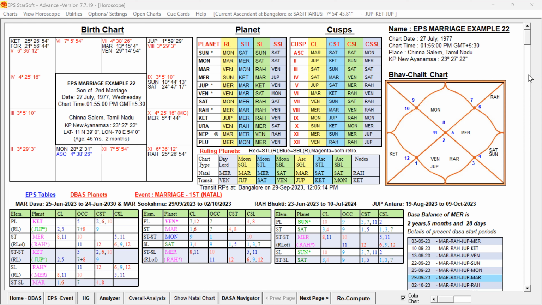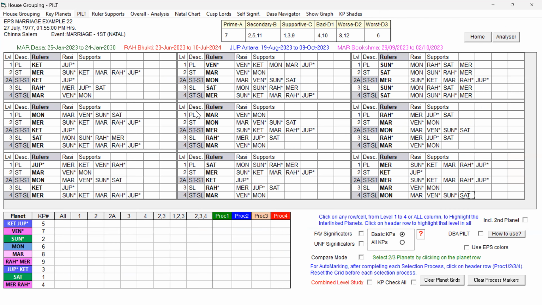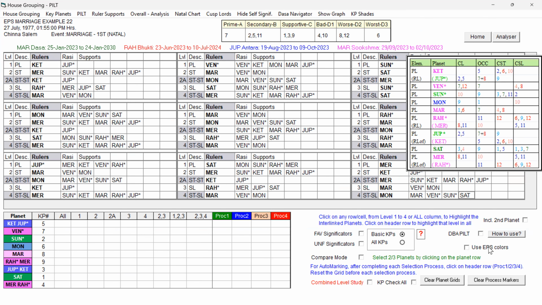But in the second marriage, along with 7, 9 also will be coming. In the first marriage, 9 will come in the supportive. But for the second marriage, 9 and 7 both will come under the primary. So with the help of that signification, we can identify easily. Now let us examine, with the PILT table, how the marriage prospects are signified. Let me open the self-significators and let me use the EPS colors and also KP check all.